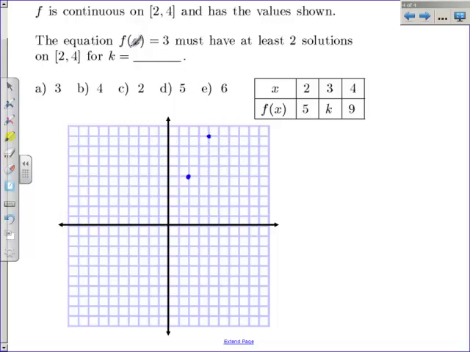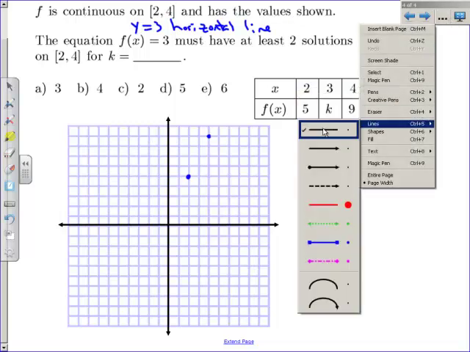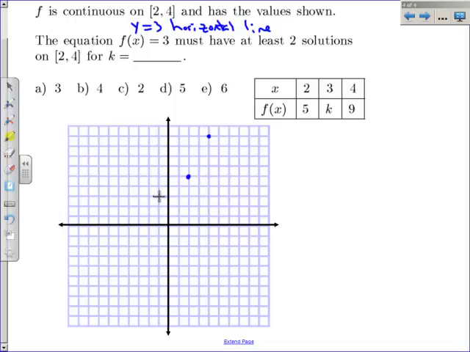Okay, it says the equation f of x equals 3. This is an equation of a horizontal line. And the graph of y equals 3 is the horizontal line, let me actually do it here, right here at 3.